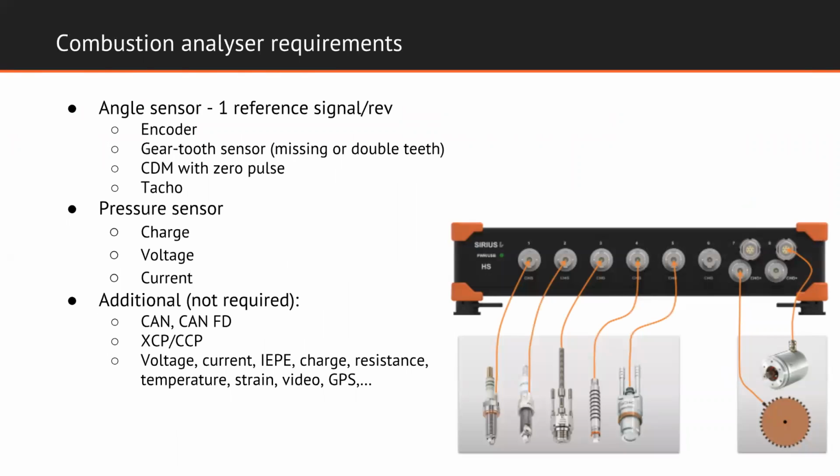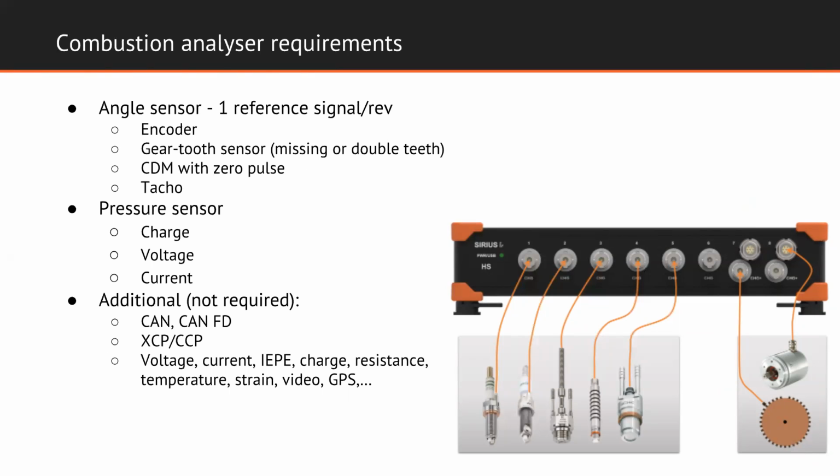In Dewesoft, we support different angle sensor types, either analog or digital, that can be connected to our instruments. For the angle sensor, we need one reference signal per revolution with any kind of sensor type. And we support an encoder with 1 line or 2 lines, which are shifted for 90 degrees with 1 zero pulse. It's also possible to use a gear tooth sensor, which has a missing or double teeth and is our reference point. These sensors are usually found on engines as stock sensors or OEM sensors, and we can basically just tap into the signal and use the existing sensor on the engine.